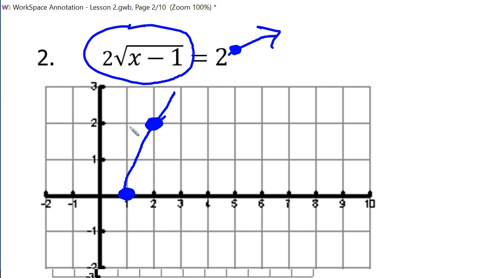Okay, that's better. Now for the horizontal line, that's going to be this 2. So I'm going to draw my horizontal line at positive 2.